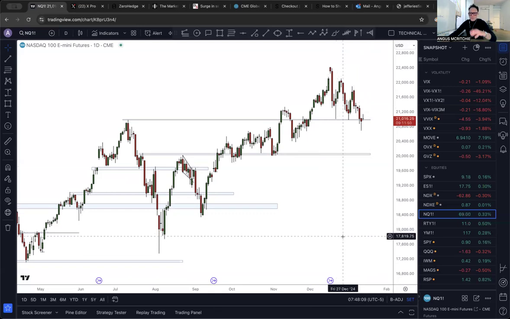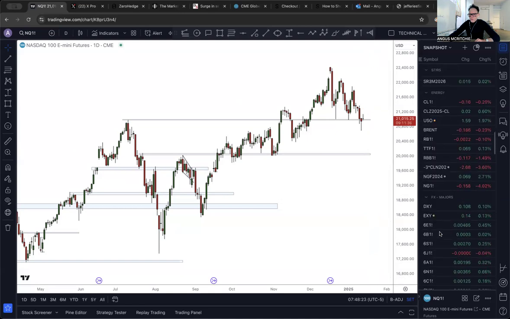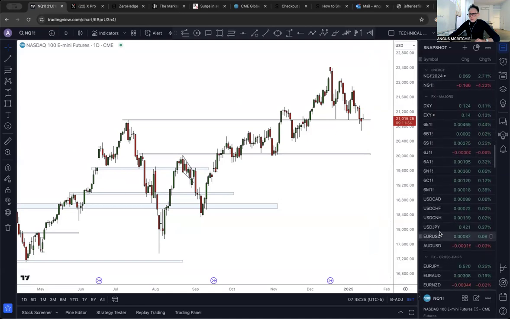So the point is that the tariffs are still potentially alive and well, but the market did like what it heard out of the fact that maybe tariffs could be introduced 1 or 2% per month. So that's that. Okay, the other thing you just want to look at here, oil has been doing pretty well. So let's have a look at the oil complex here.